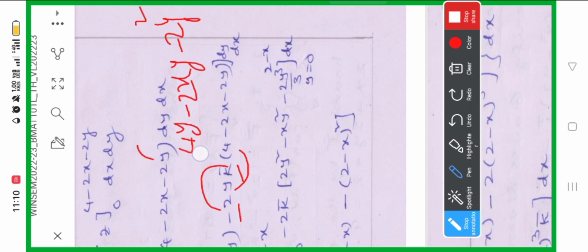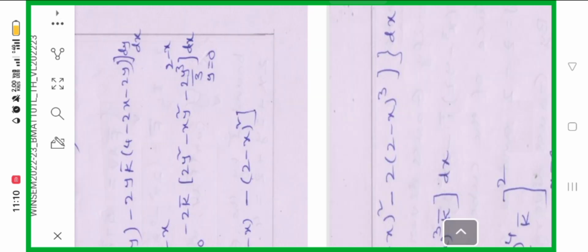Now if you are integrating with dy, what will come? 4y square by 2 is the first term. Then the 2 will get cancelled, so 2y square you will get. Here minus 2, y square by 2, that 2 gets cancelled, so minus xy square. Here also y cube by 3 will be there, so automatically minus 2y cube by 3. Okay, now integral over y equal to 0 to 2 minus x.